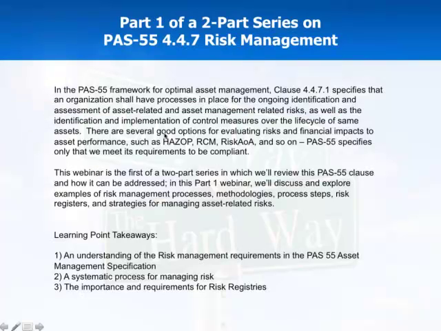This is part one of a two-part series on PAS-55 4.4.7, which is one of the most significant parts, in my opinion, of the PAS-55 asset management specification: risk management. In the PAS-55 framework for optimal asset management, clause 4.4.7.1 specifies that an organization shall have a process in place for the ongoing identification and assessment of asset-related and asset management-related risks, as well as the identification and implementation of control measures over the life cycle of the same assets.